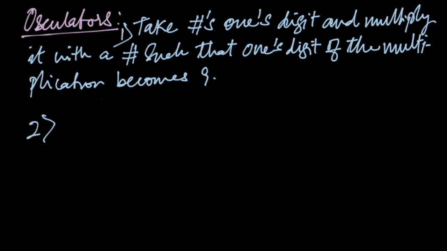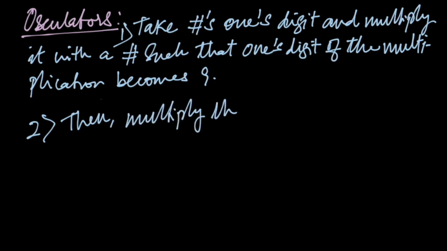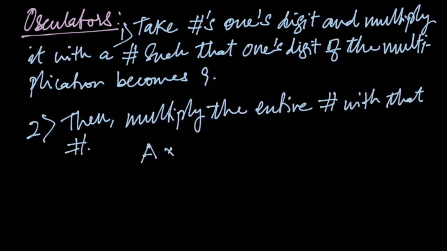Now at step number 2, we multiply the entire number by this factor. Say we have to find the oscillator for A, and we have found, based upon its ones digit, that we have to multiply it by n to make the ones place of the result of the multiplication 9. Then we will have the rest of the number in B. So the oscillator for A is B plus 1.